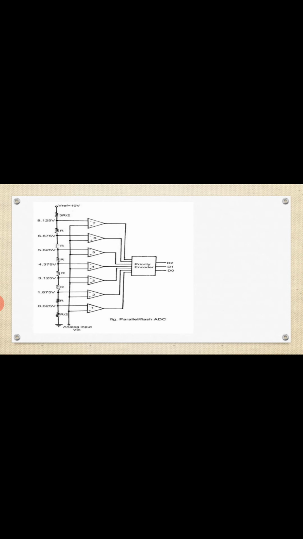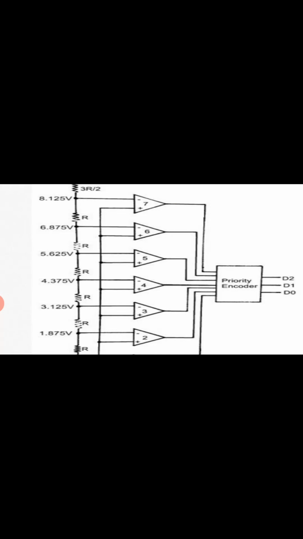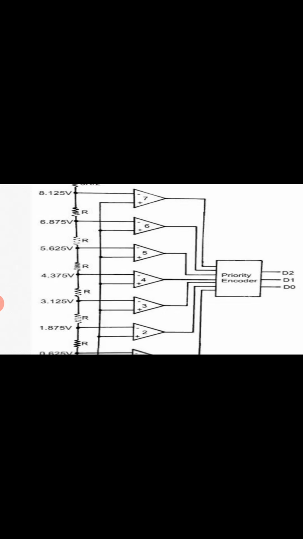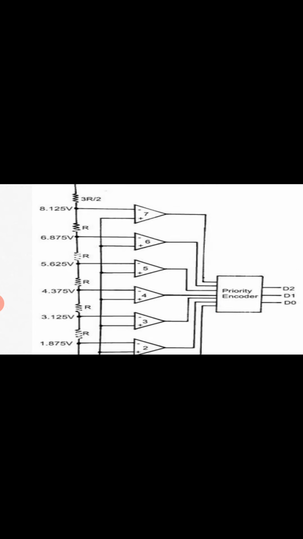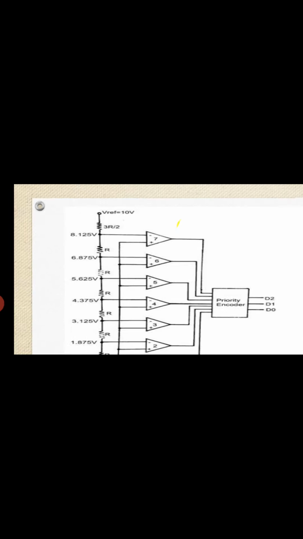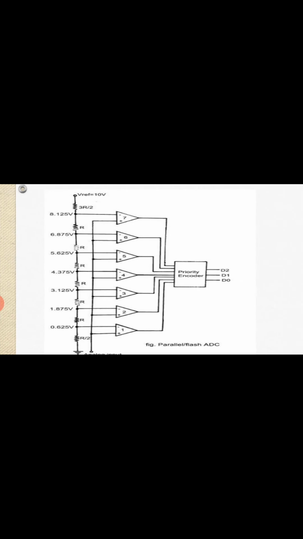Here the analog voltage is applied to the non-inverting terminal of all comparators using a single line. The reference voltage is applied to the inverting terminal of the comparators using a divider circuit, so the voltage will be divided. Each comparator produces digital output in the form of 1 or 0. I repeat here, the number of comparators used give the output in the form of 1 or 0.